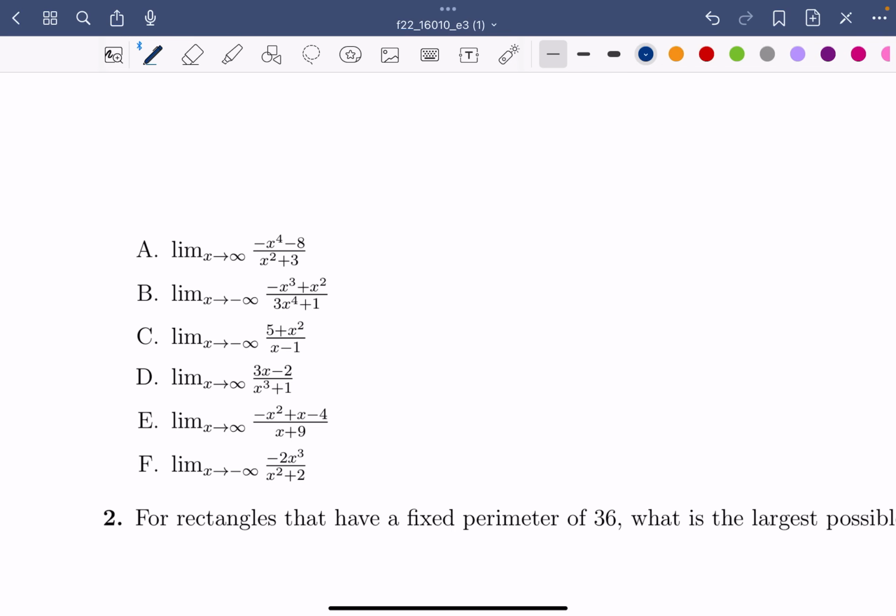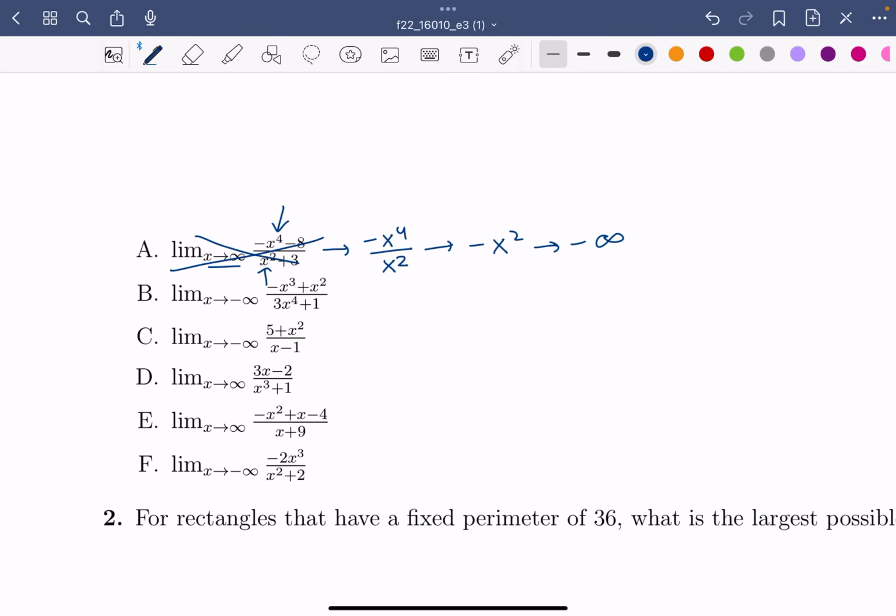So for example, the highest power in this A is x to the fourth, and then this x squared in the denominator. So over time, this will start to look like negative x to the fourth over x squared, and then even later in time, it starts to look like negative x squared. Because this is going to infinity, we can say that this will go to negative infinity, which means that A is not the answer because we are looking for the limit that equals infinity.